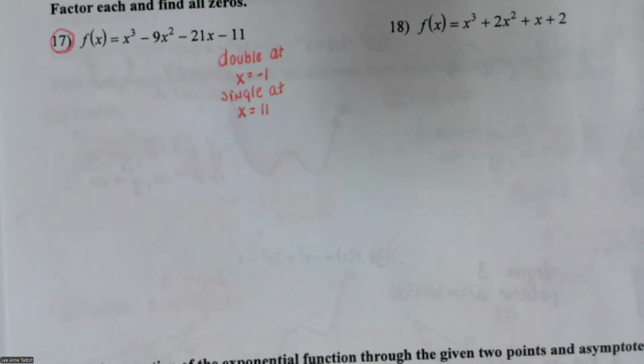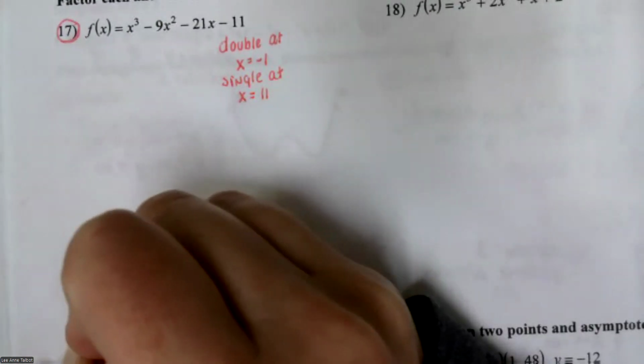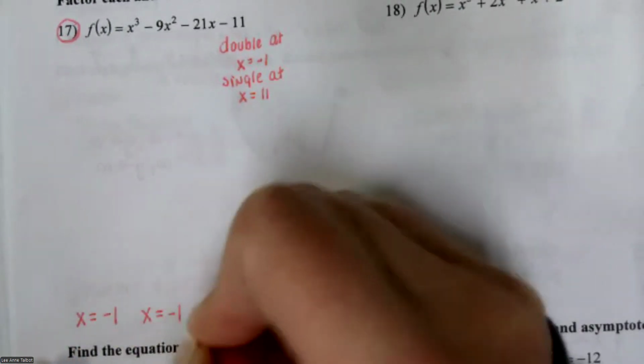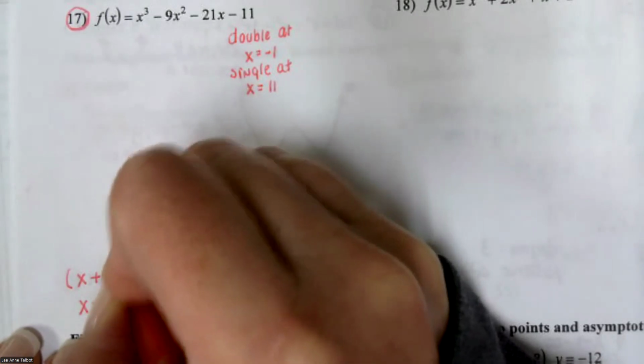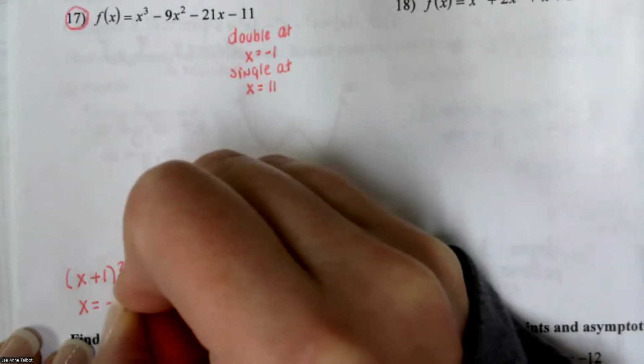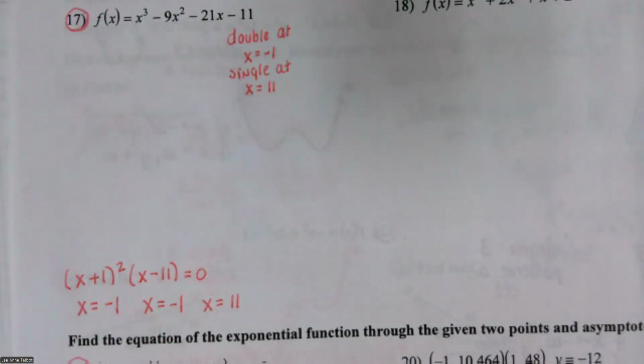Unfortunately, this is not factored. I could backwards factor it. This is not what I want you guys to do though. So I do know that at the very end, I'm going to have x equals -1, x equals -1, and x equals 11. I know the backward factoring of this is going to be x plus 1 squared times x minus 11. I forced it backwards. This is not what I want you guys to do though.